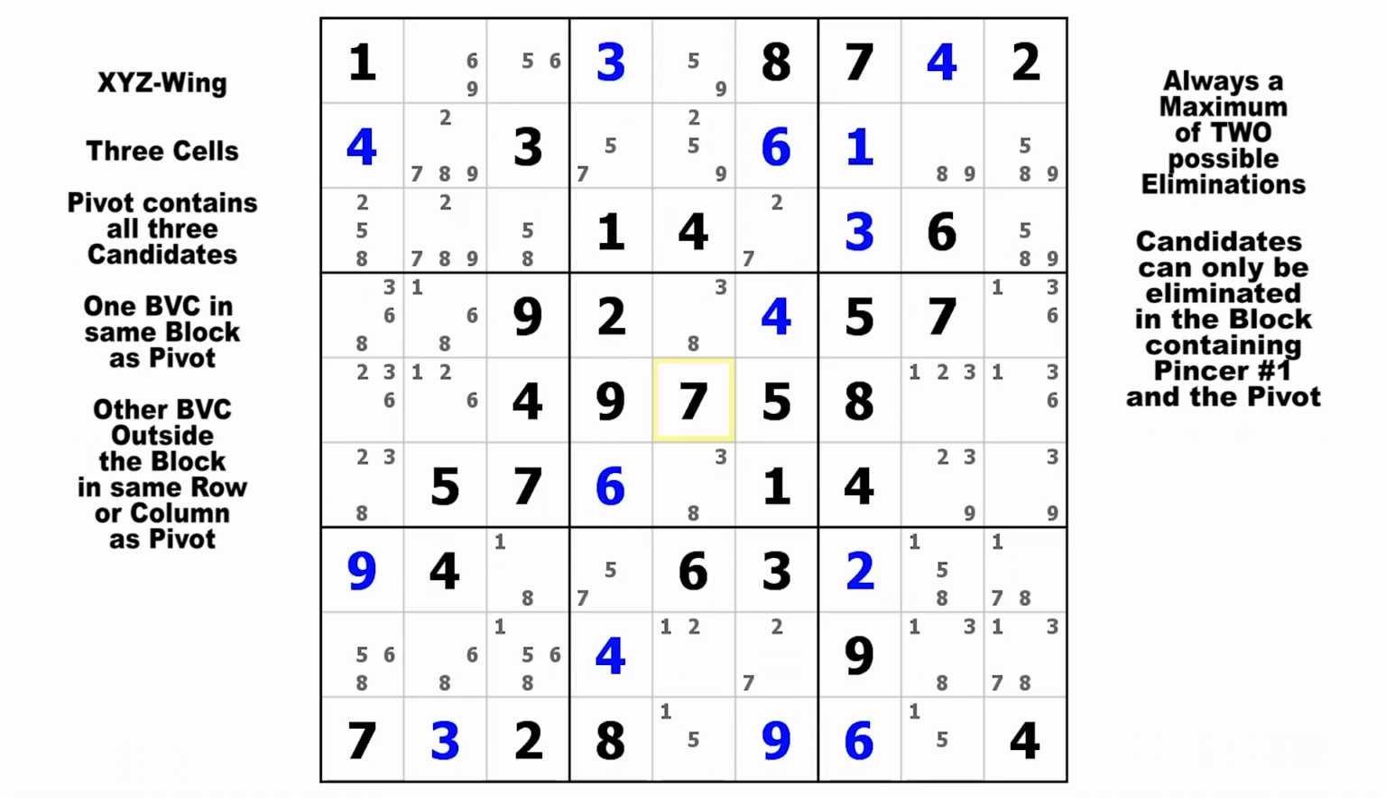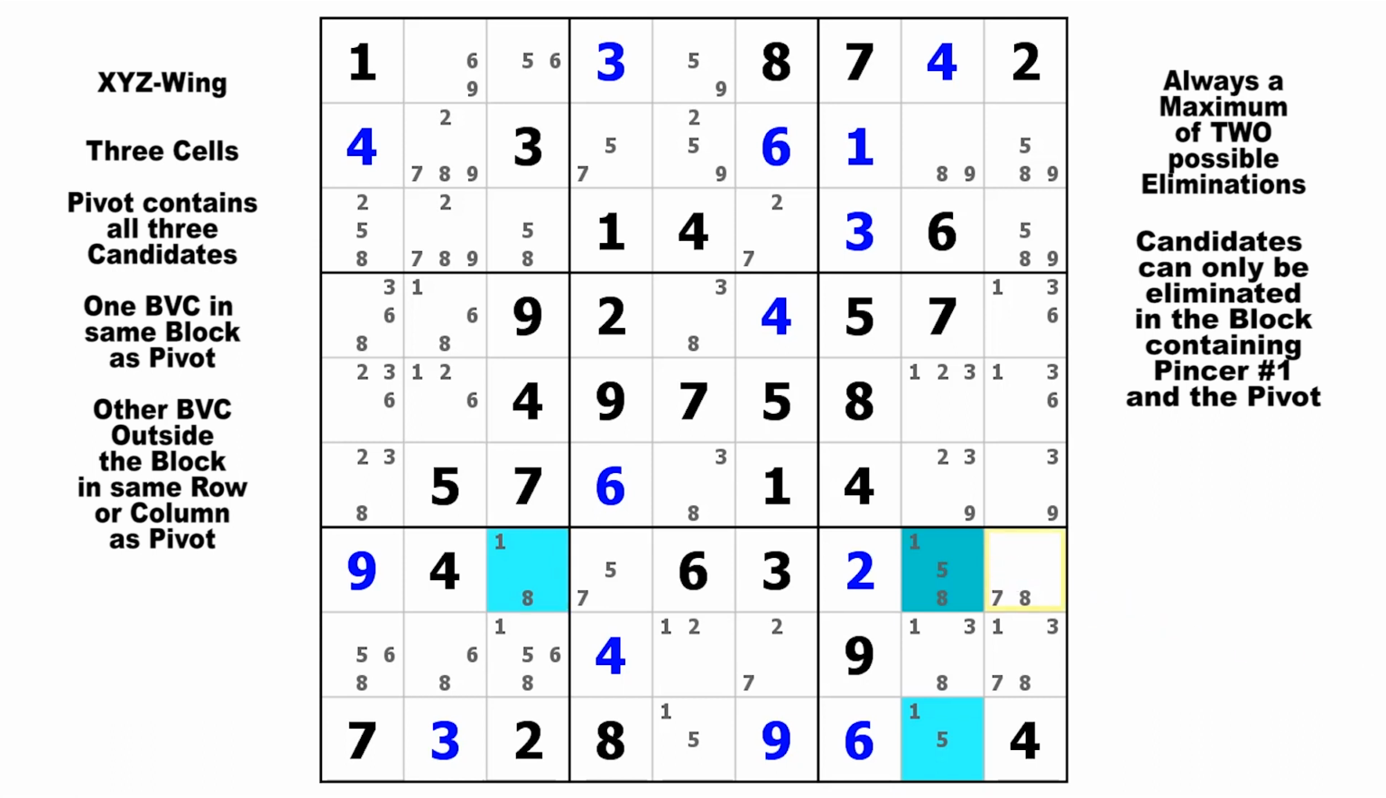All right, here in block 9, we've got a pincer number 1 with 1 and 5, and we've got a pivot cell with 1, 5, and 8. So that means pincer number 2 can only be in row 7, and we need it to be 8-1 or 8-5. And we see we have an 8-1 right here. So that means candidate 1 is candidate C, and any other candidate 1 that can see all 3 of those 1s will be false. And in this puzzle, there is only 1, and it's right there. So you can eliminate that candidate 1 as being false.